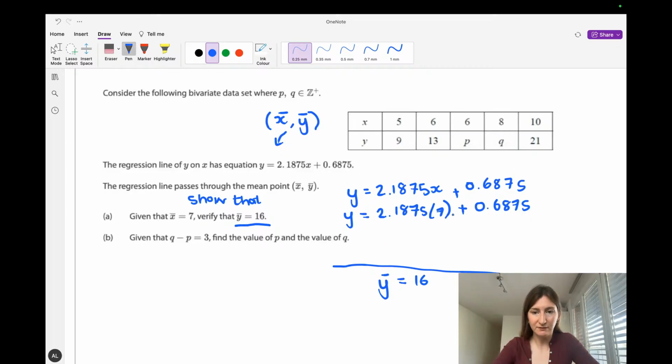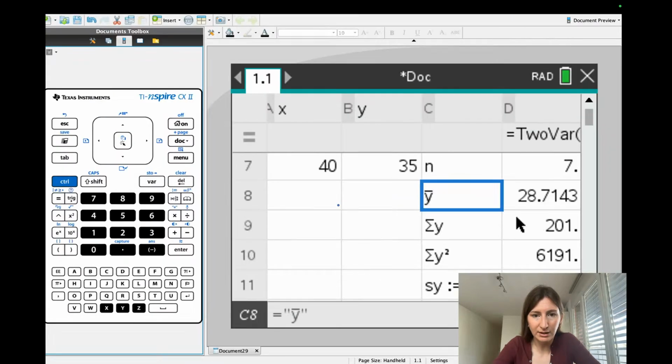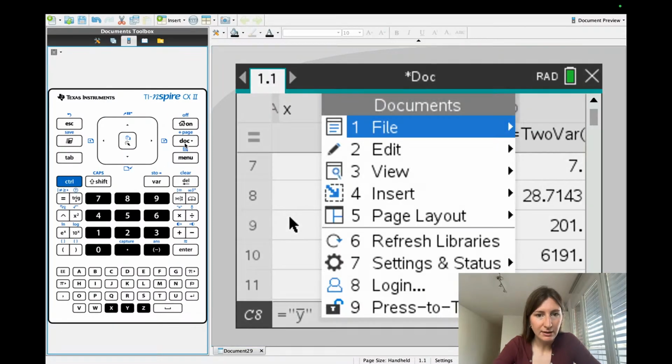So we've used that piece of information that x is 7. So let's go and put that in. My goodness, this can take ages.